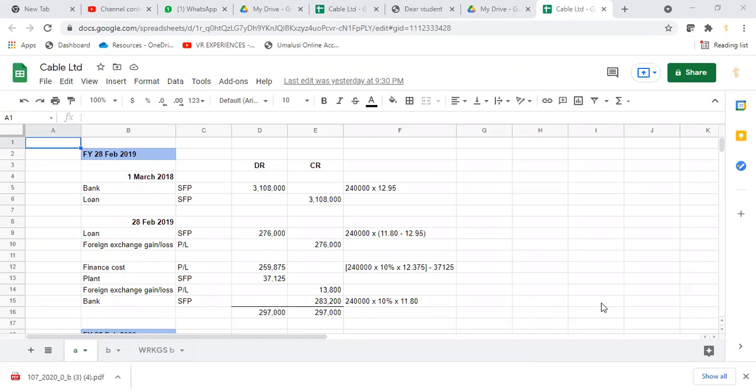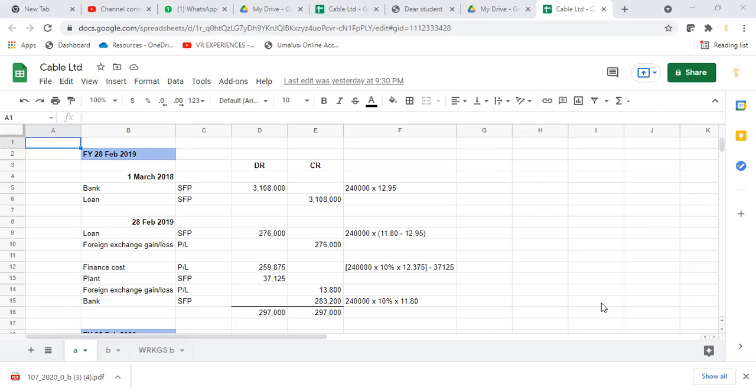Then yesterday we went through part B. Okay, so part B is a PPE question where you needed to prepare the note disclosure or the PPE note for land, buildings, and plant. And there was a typical opening carrying amount, closing carrying amount, and then the movements in between. Okay, so now we're going to complete that question.